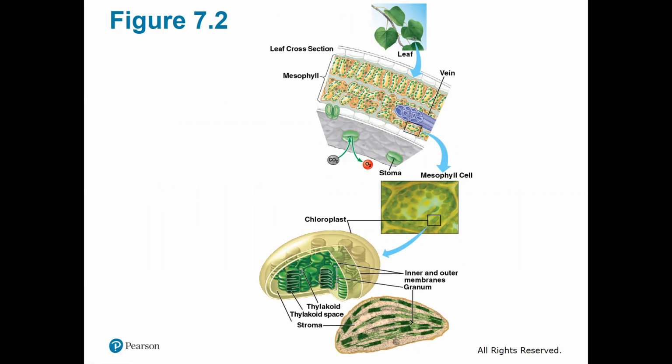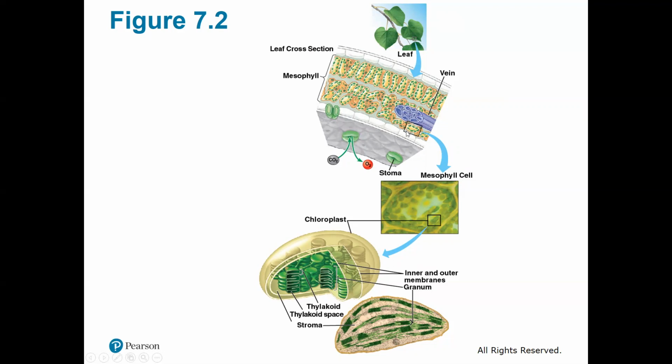So this is just a summary of the breakdown of where chloroplasts are found. So in a leaf, if you do a cross-section of a leaf, you'll get this. You'll notice this leaf has pores on the bottom of it called stomata. And stomata allow for gas exchange to occur. They allow for carbon dioxide to enter into the leaf and oxygen to leave out of the leaf. But yeah, this is the cross-section of a leaf.